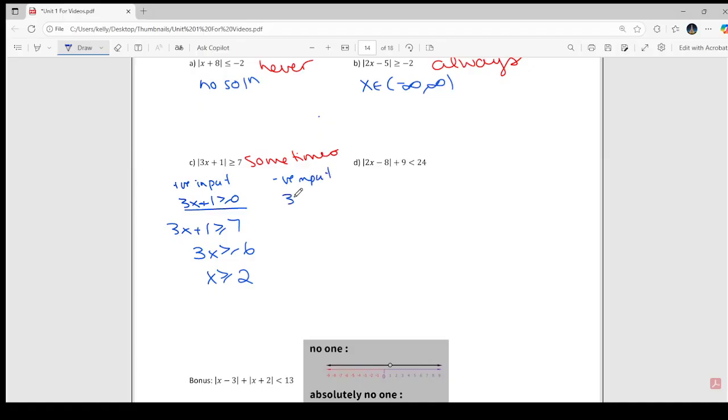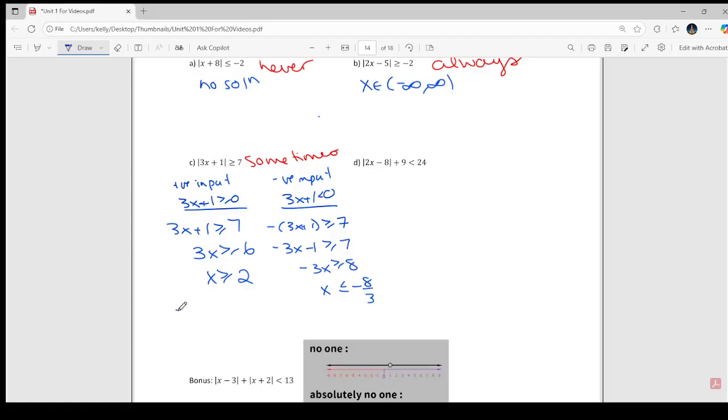So now what about the negative input? That is when 3x plus 1 is less than 0, and the absolute value will produce an opposite value. So it'll be the negative of 3x plus 1 greater than or equal to 7. So negative 3x minus 1 greater than or equal to 7. Going to move the 1 over. And now I'm going to divide by negative 3, so I have to switch my sign. And now x is less than or equal to negative 8/3.